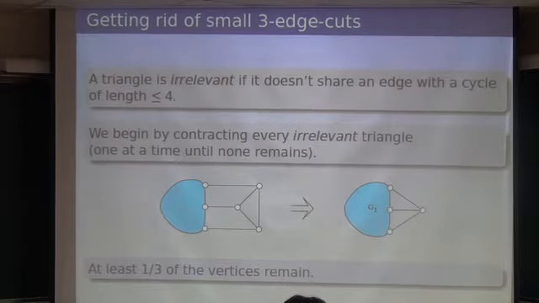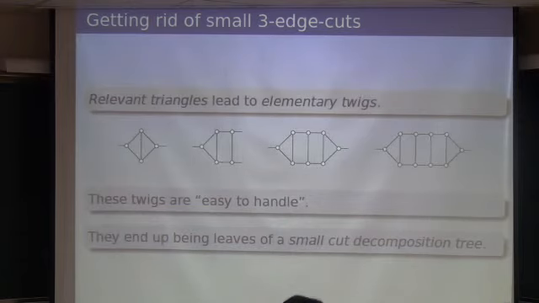Every time you contract a triangle, you remove 2 of the vertices and leave 1 of them. So you're only going to get rid of at most 2/3 of the vertices, which is fine. So we're left with a constant proportion of the vertices. And these are the kinds of twigs that can arise when you have relevant triangles.